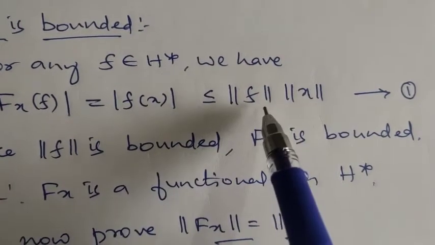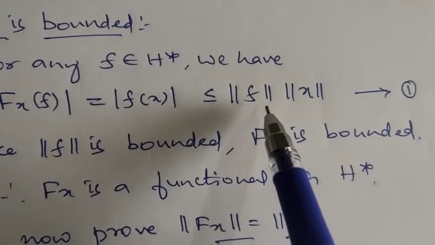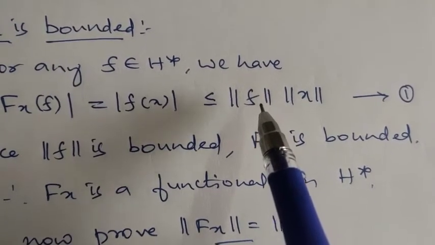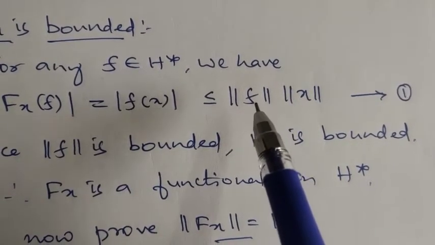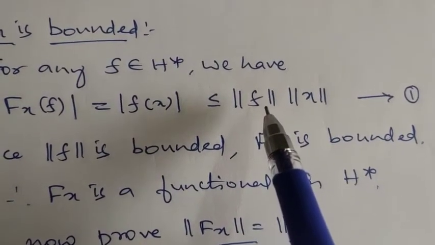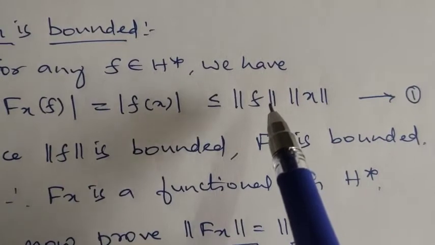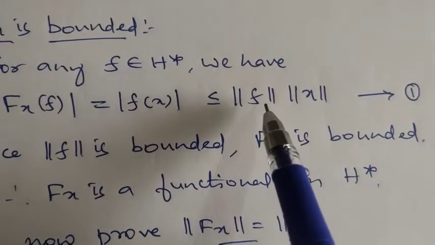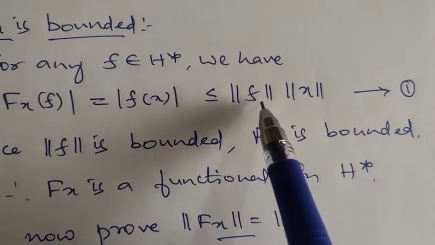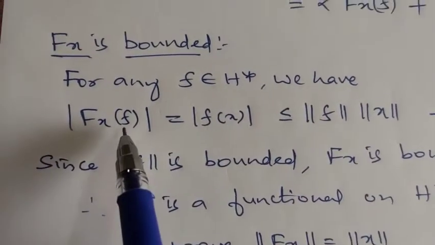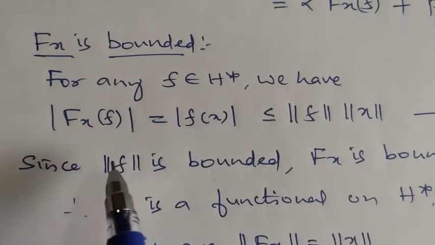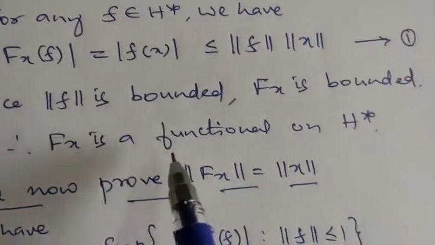Now f is a functional, which means f is continuous. f is a function from H to C. It is a functional, so it is continuous. Continuous means it is bounded. Bounded means norm of f is less than or equal to some k. Now this is bounded means fx is also bounded, because it is less than or equal to this bound. Therefore, yes, fx is also bounded.